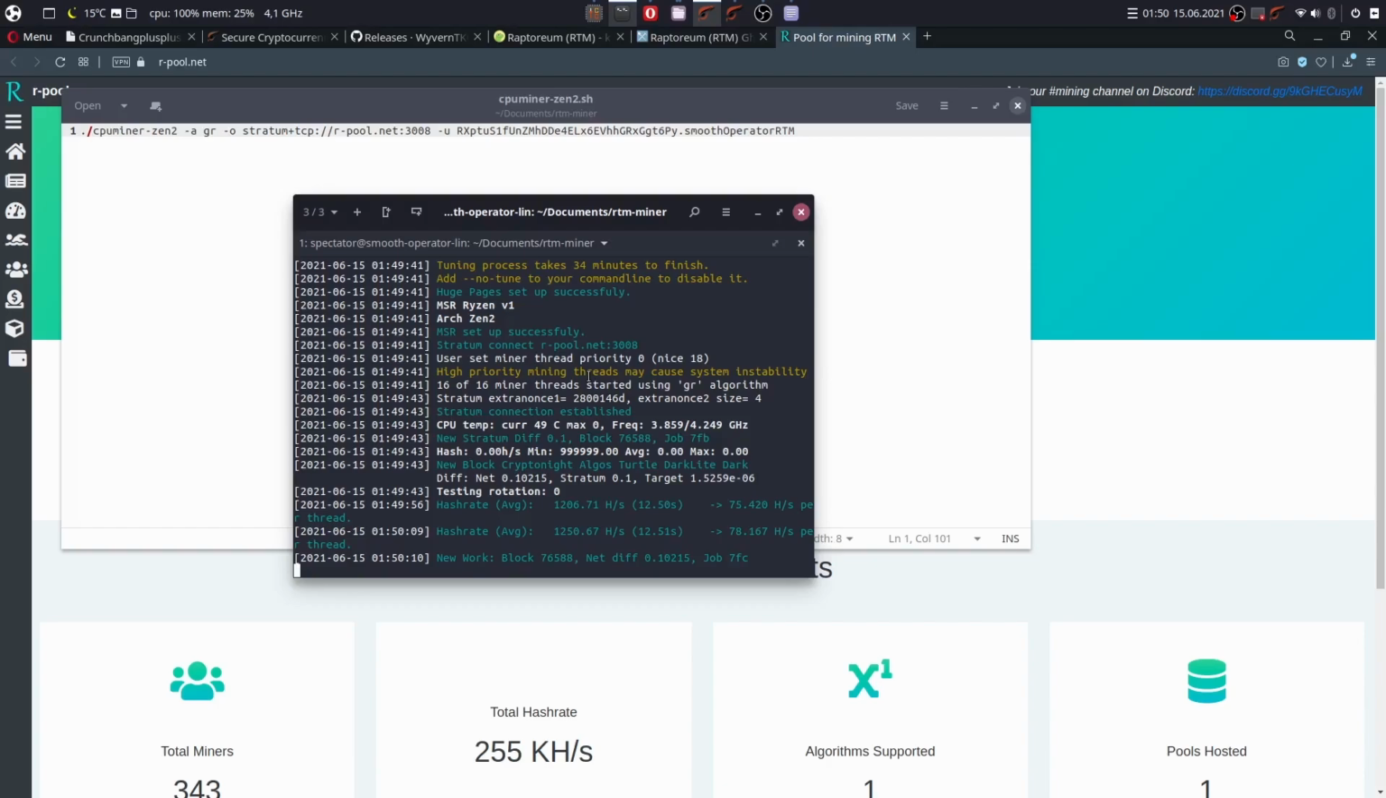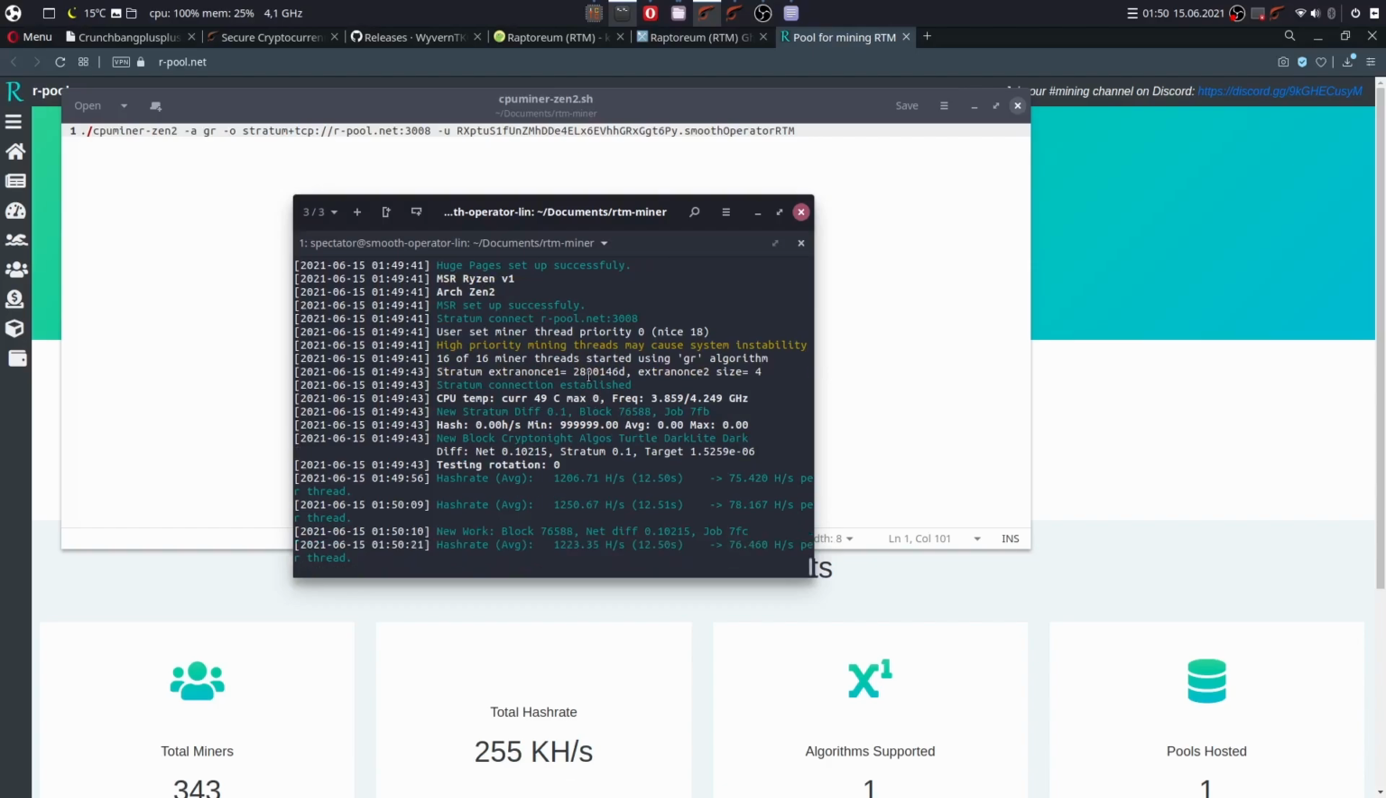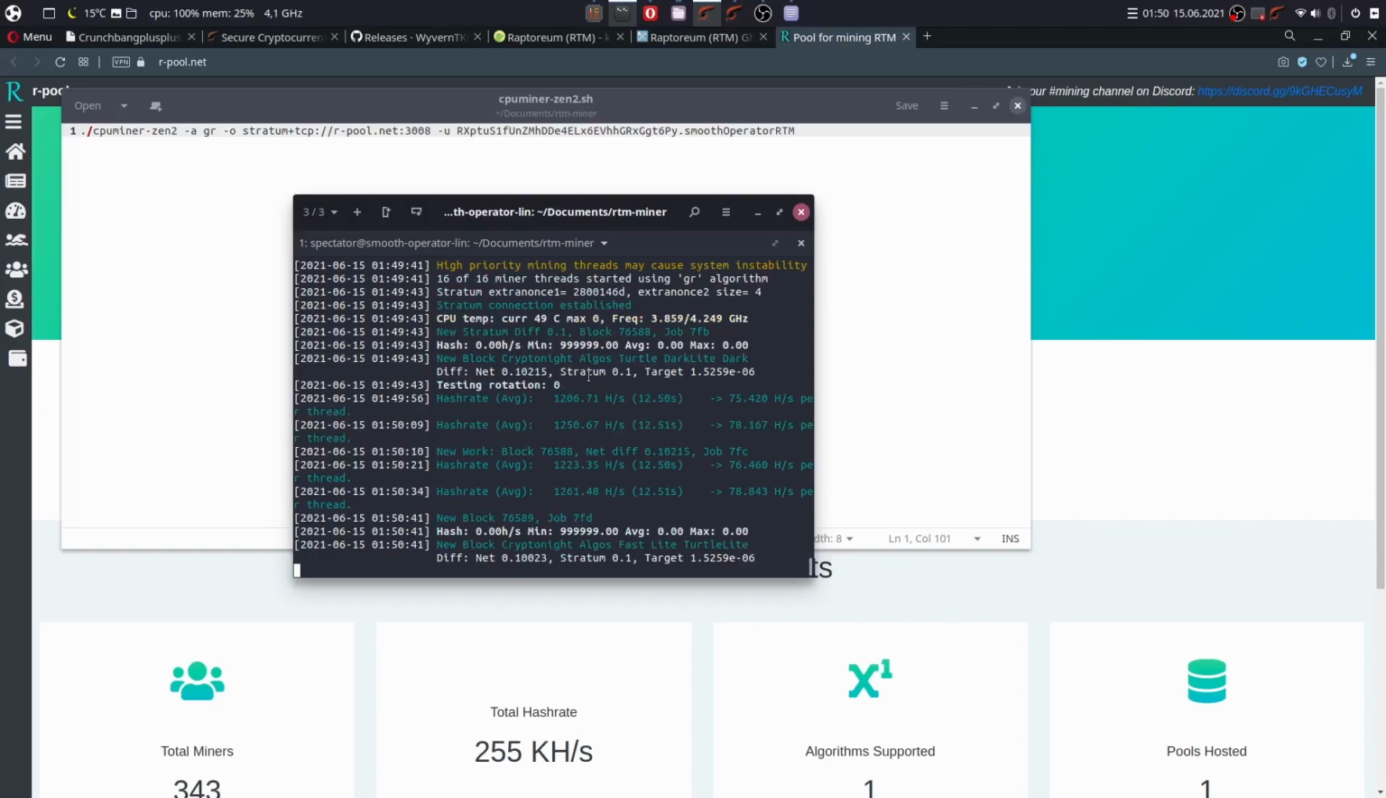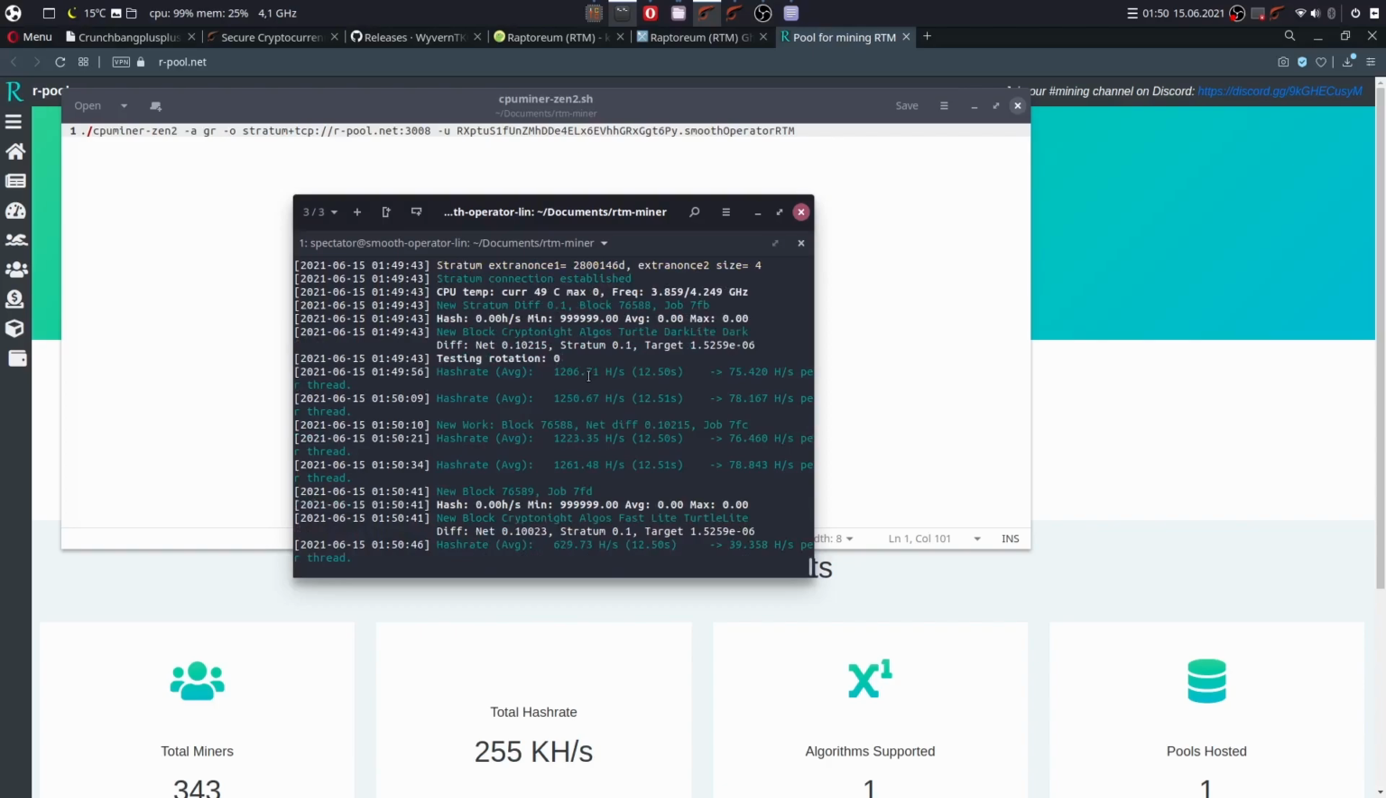Okay, so for now I think I will leave it for 1 week and we'll see how much Raptoreum coin is mined, what the actual hash rate is in the long term. At the moment it is around 1200, but it may settle later. Okay, see you later.